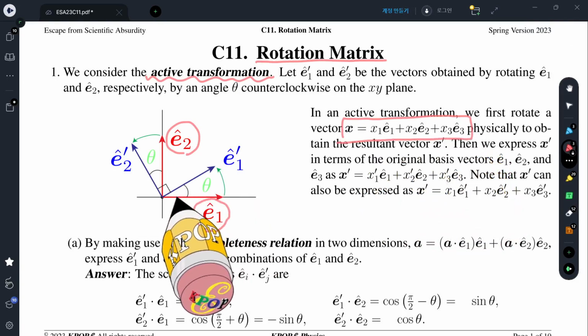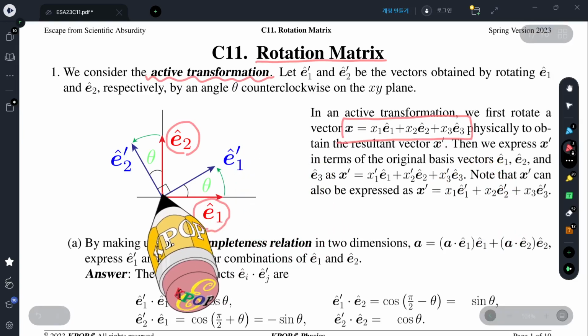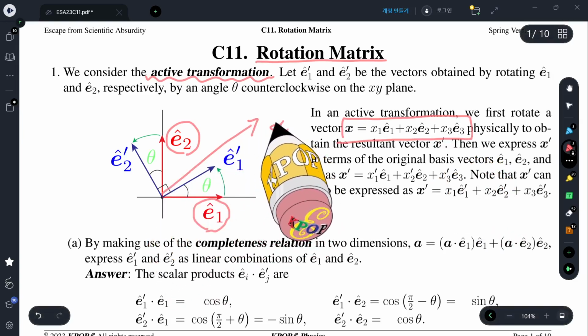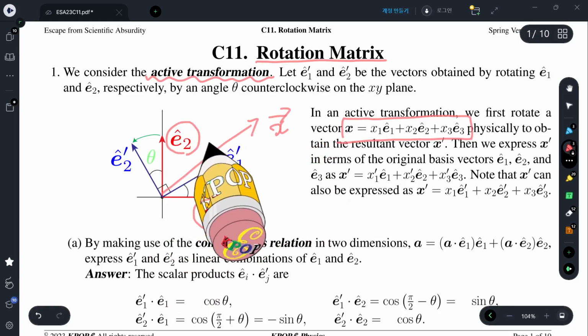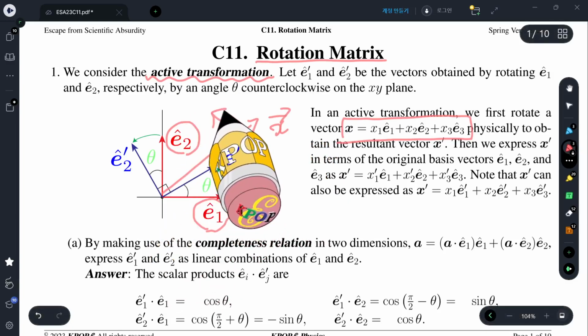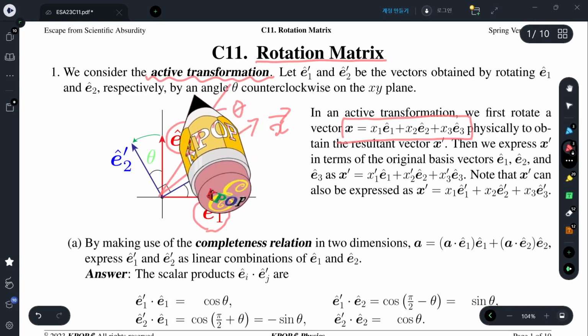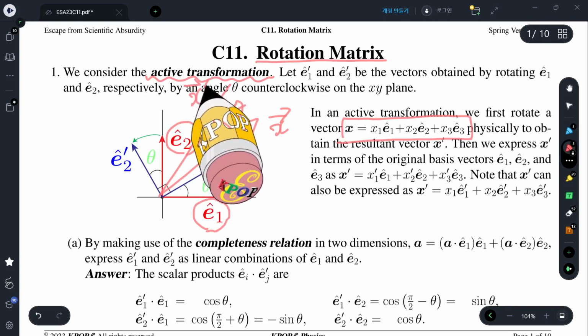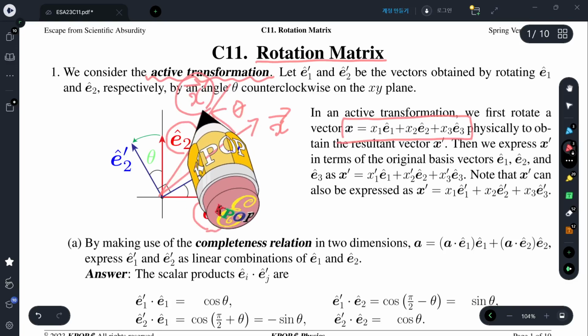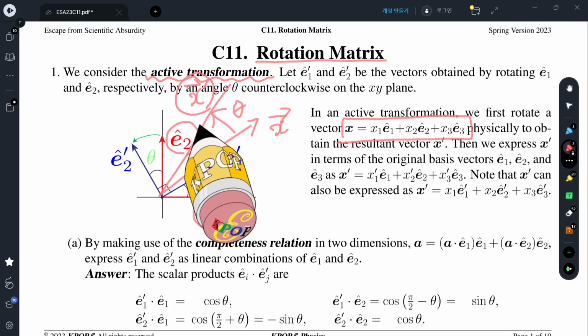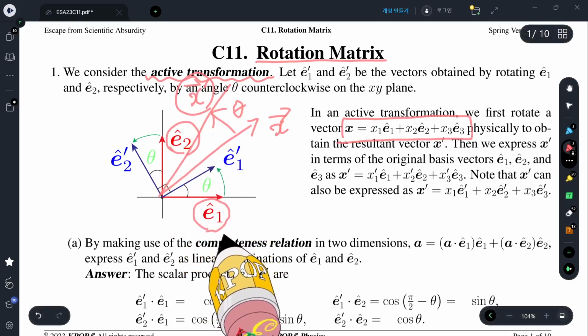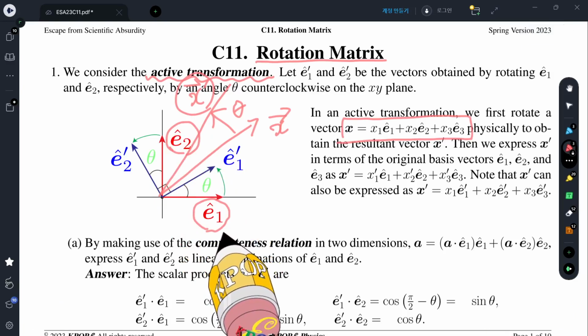We would like to rotate a vector x by rotating it about the z-axis by an angle of theta. And we would like to express this resultant vector x prime in terms of the original basis. That's the basic idea.